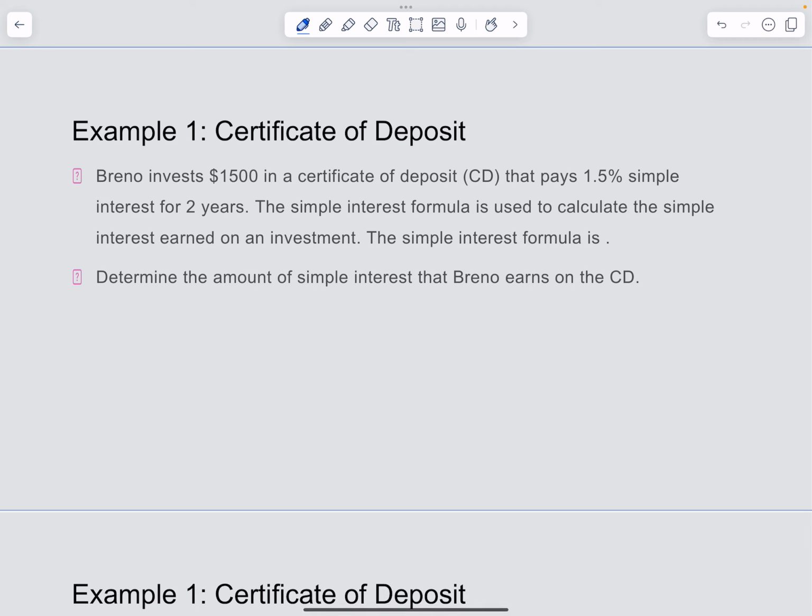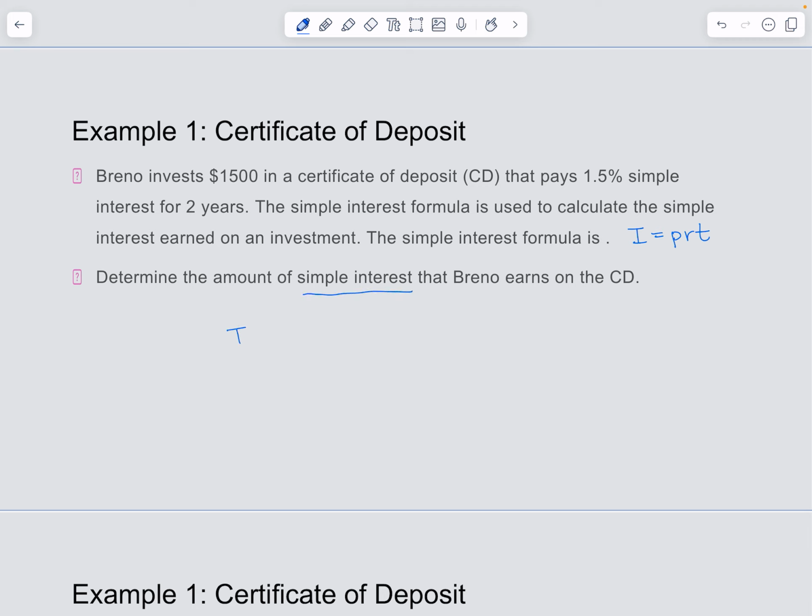So Brano invests $1,500 in a certificate of deposit, a CD, and it pays 1.5% simple interest for 2 years. The simple interest formula is used to calculate the interest earned on the investment. The simple interest formula, I equals P times R times T, and that is principal times rate times time. Determine the simple interest that he'll earn on the CD. So we want to calculate the simple interest. We want to know what is I.